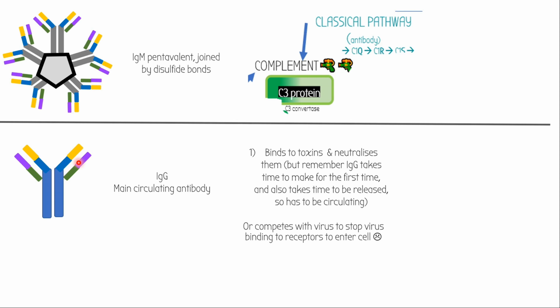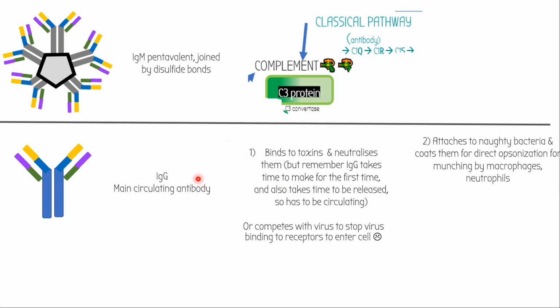However, remember, IgG takes time to be made in the first place, and it also takes time to be released. So in order to be effective as an antitoxin, it should already be circulating in the bloodstream. This is why, if you've had a toxin, you can't wait for your body to make the immune response. You'll be given an antitoxin, which is passive immunity. You'll be given IgGs that have already been made, like in a mouse or in another human, in your bloodstream, and those will very quickly stop the toxin from working. This is the same kind of competition principle that works with viruses. IgG can bind to viruses and stop a virus binding to receptors on your cell surfaces to stop them entering your cell.